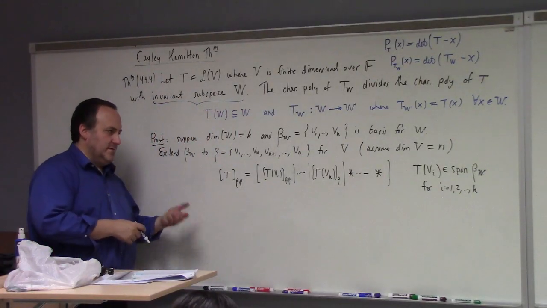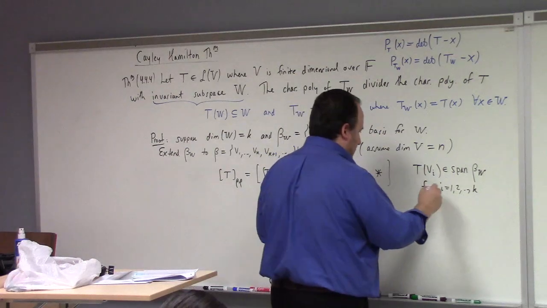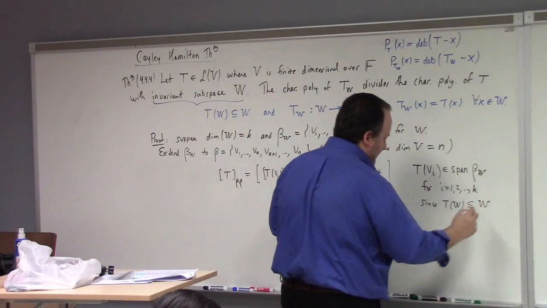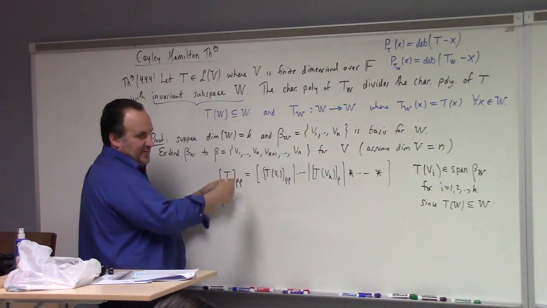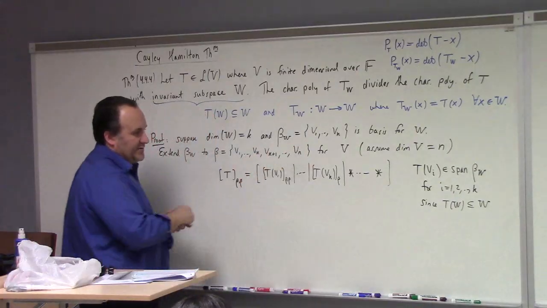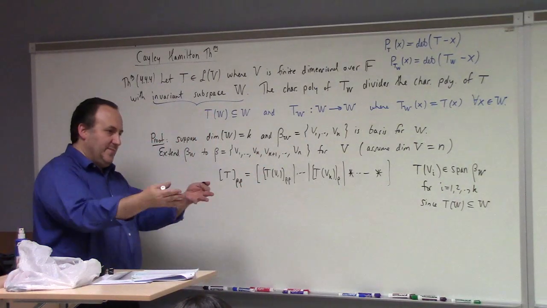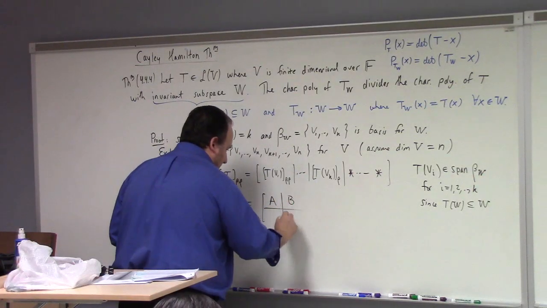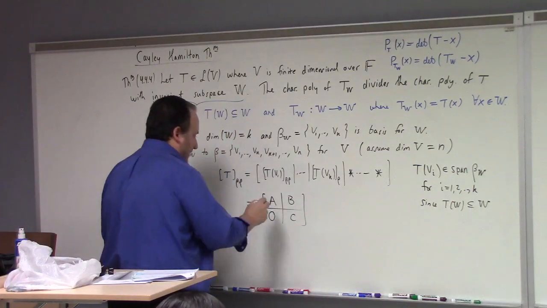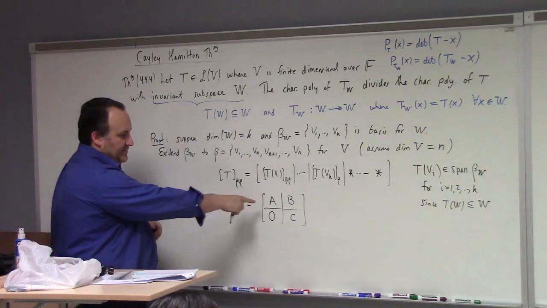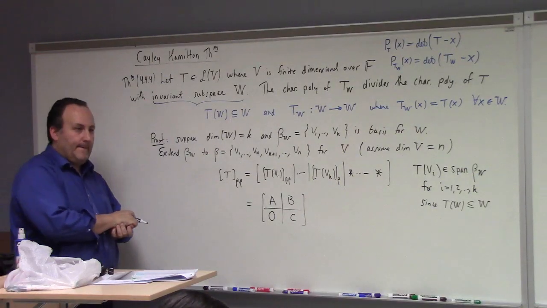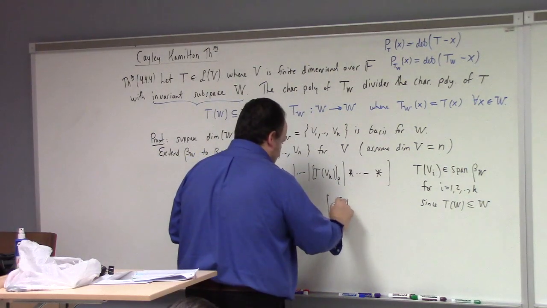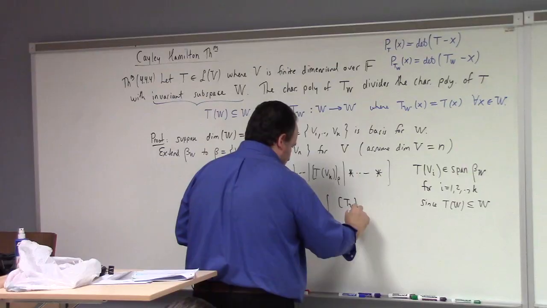Because since T of W is a subset of W, by T invariance, we feed the first k basis elements, and they're going back to a linear combination of those first k basis elements, right? And so what that means is that this looks like a 0. And this, how big is that A? Well, this is just manifestly equal to the matrix of T sub W with respect to the beta sub W basis as well.